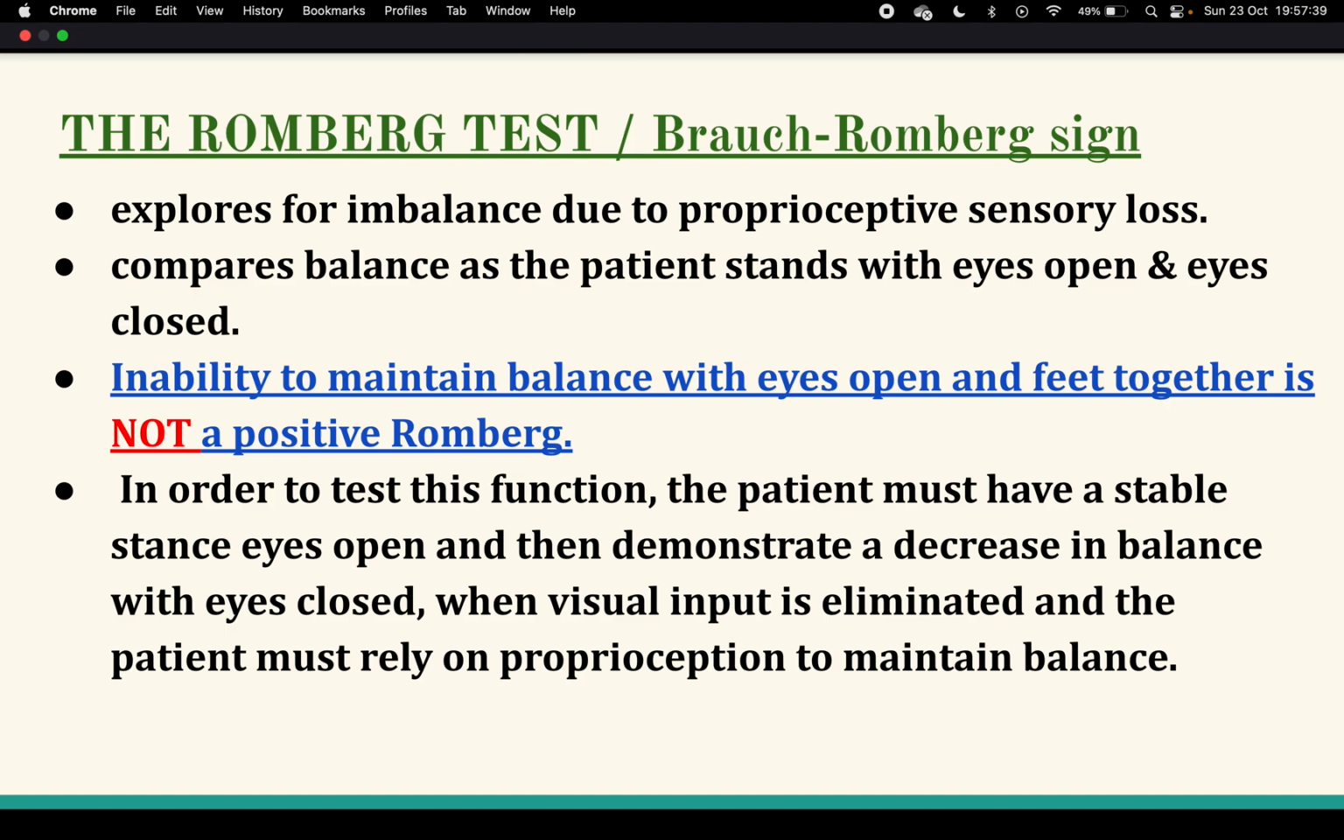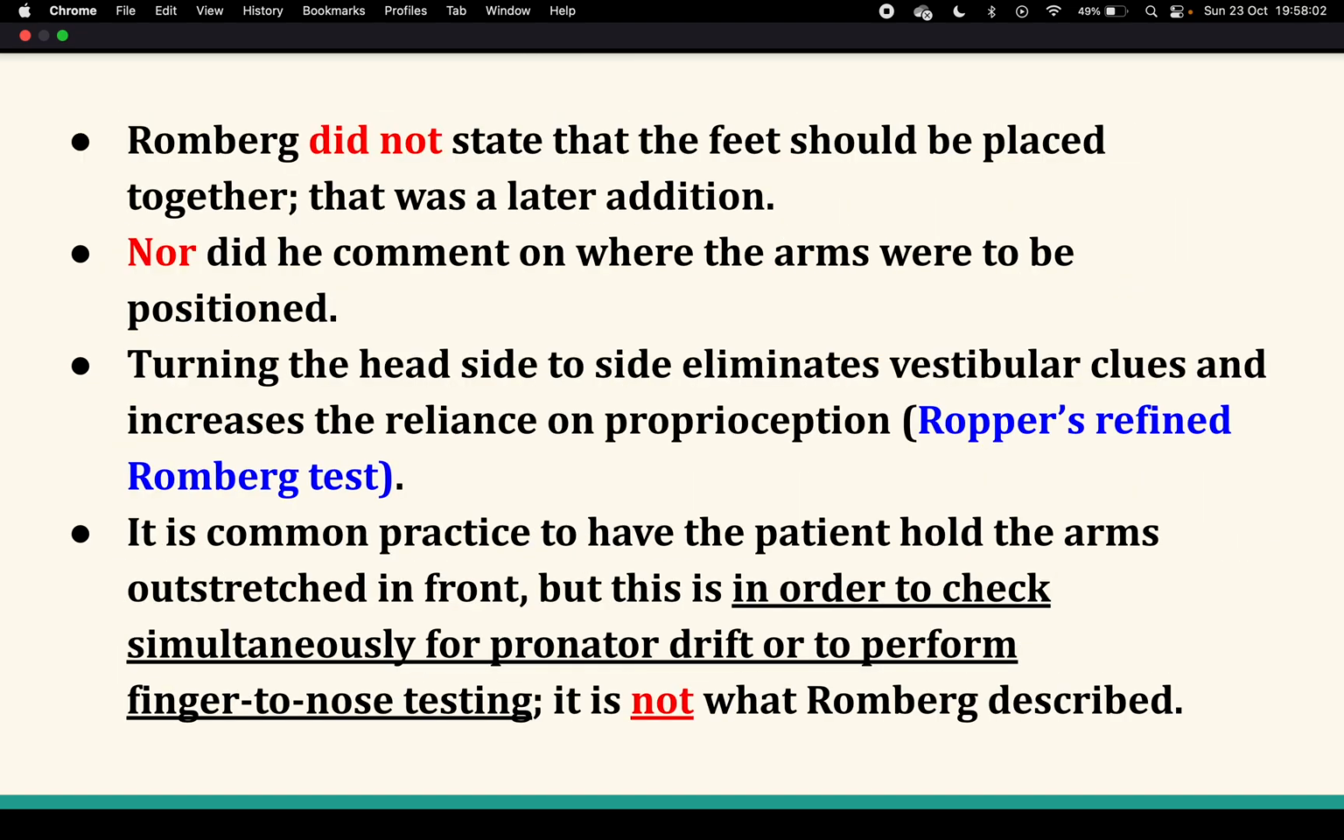It is positive only if the eyes are closed. If with eyes closed he is unable to maintain the balance, but maintains the balance with eyes open, that indicates a Romberg positive. In order to test this function, the patient must have a stable stance with eyes open and then demonstrate a decrease in balance with eyes closed, when the visual input is eliminated and the patient must rely on proprioception to maintain the balance.